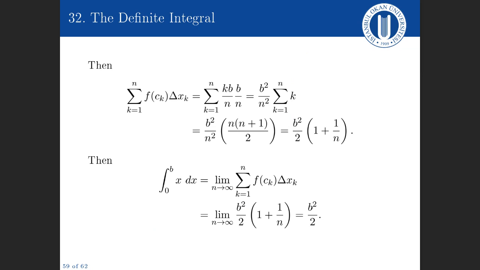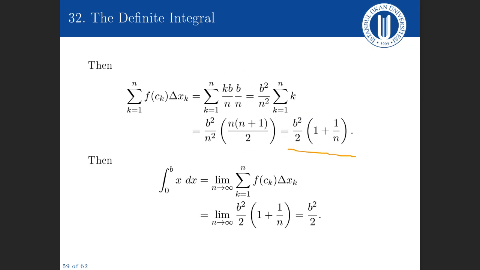Okay, so we know that the width of each rectangle is b over n, and we know that the height of the kth rectangle is kb over n. So what we have is b squared over n squared, and then the sum of the first n natural numbers. Well, we know the sum of the first n natural numbers. We did this near the start of the course, Week 2, I think, n times n plus 1 over 2. Or we could write that as b squared over 2, times 1 plus 1 over n.